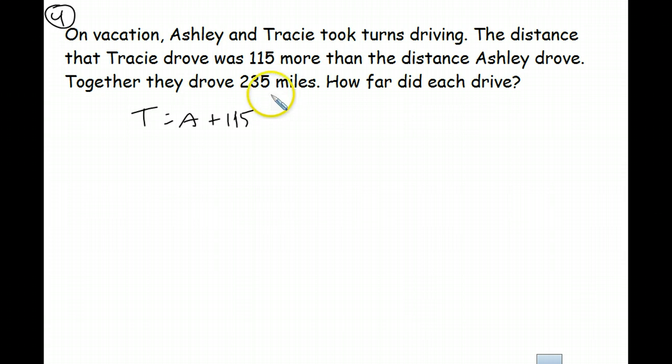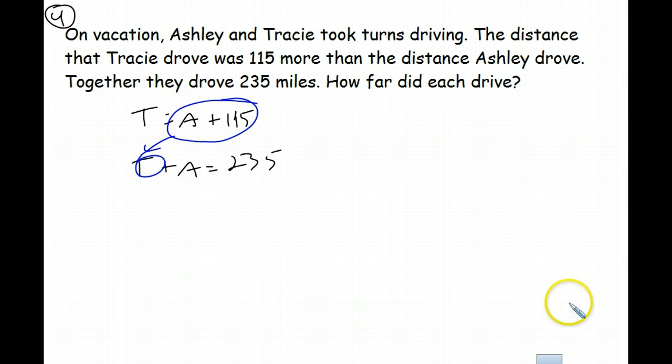Okay, together they drove 235 miles, so Tracy plus Ashley equals 235 altogether. So if I know Tracy drove the amount that Ashley is plus 115, I can substitute this in for t, since t equals a plus 115.